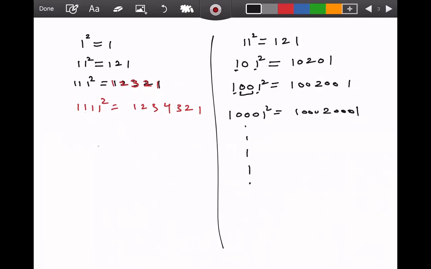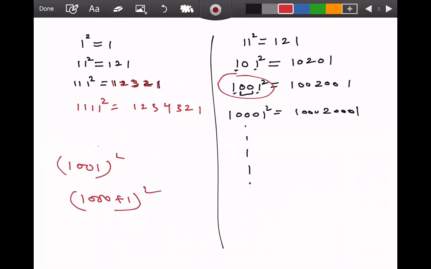1,00,02,000,1. See, such questions will help you save some time. Because I have seen a lot of students, if they give you this question, doing 1000 plus 1 whole square. You don't even need 5 or 10 seconds.